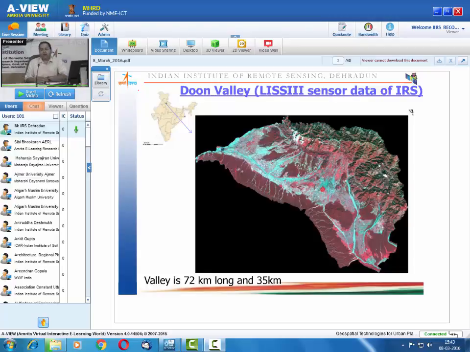So we want to predict how the urban settlements will grow in the entire area if nothing happens, and if we generate some scenarios, how the development will happen in this entire Doon Valley. It's basically a longitudinal valley.